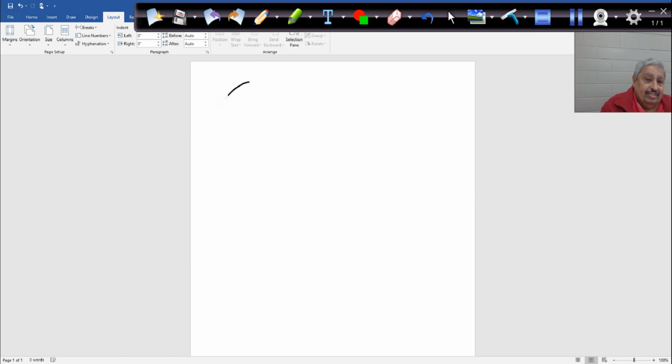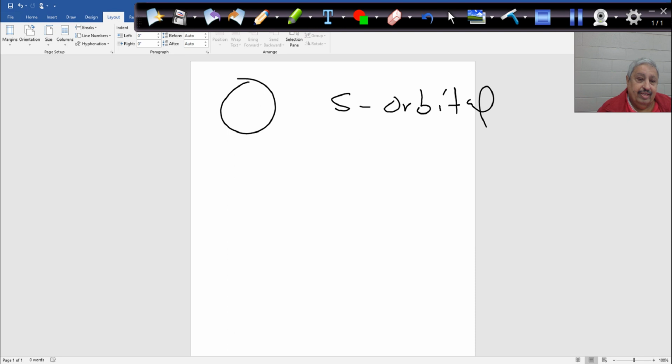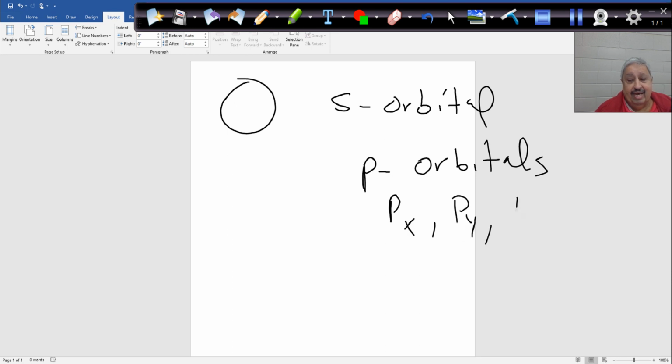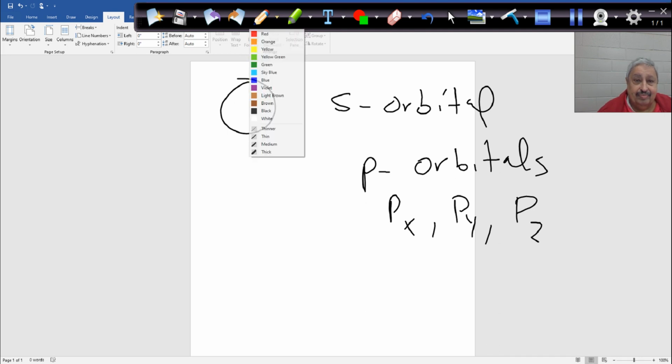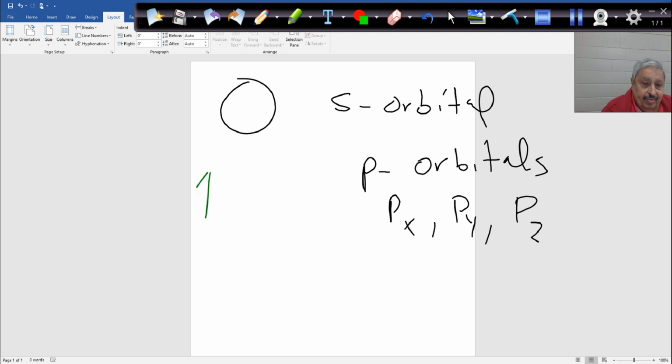So the s orbital will look like this. This is the s orbital, correct? Then I have the p orbital. Because we have 3 dimensions, it has Px, Py, and Pz. Here is the nucleus, and this is my x-axis, z-axis, y-axis.